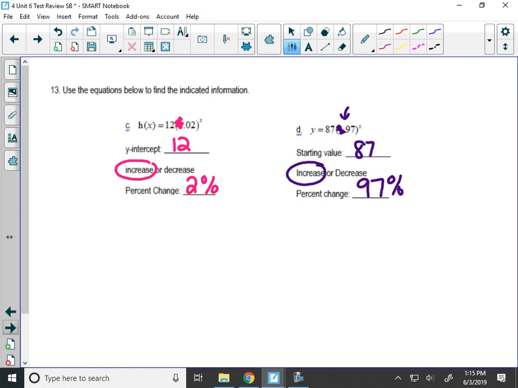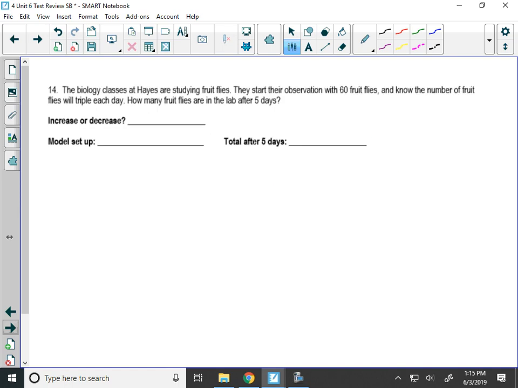All right, let's keep going here. Number 14. Biology classes at Hayes are studying fruit flies. Their observation starts with 60 flies, and the fruit flies are going to triple every day. How many flies are there after 5 days? Well, if I'm tripling, that means that my value of flies is going to increase. Now the model, well, I start with 60 flies, and tripling means you're multiplying by 3.